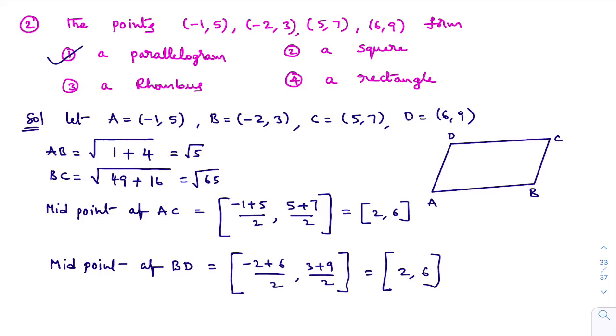Now observe this second question. Four points are given here. The points form what? A parallelogram, square, rhombus or rectangle. We need to identify what these 4 vertices form. We know that in a square and a rhombus all sides are equal, right? So first I'll take the given vertices as A, B, C, D.